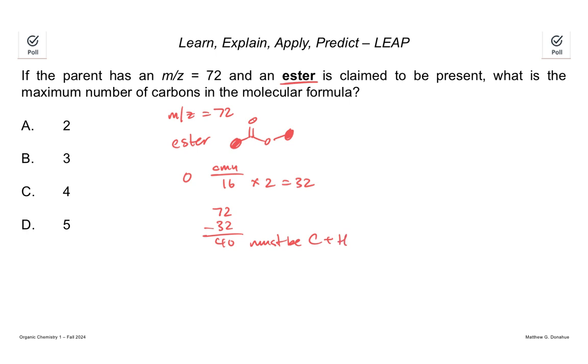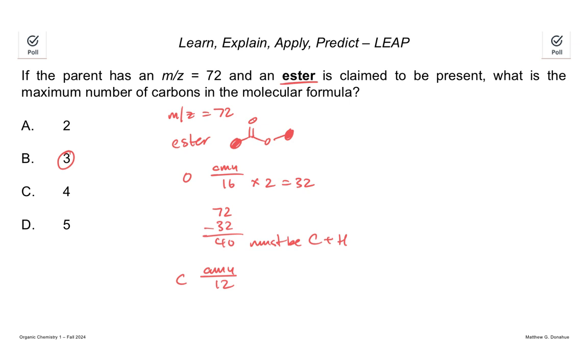And that must be the remaining carbon and the hydrogens. So we know that carbon is 12. And if we take 40 divided by 12, what do we get? So 3. 12 times 4 is 48, and that's past 40, so it can't be that, because then we would have negative hydrogens.